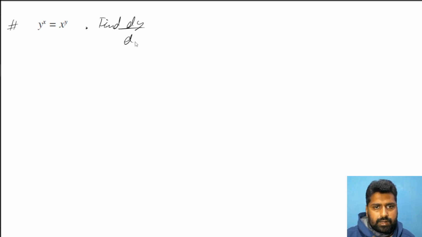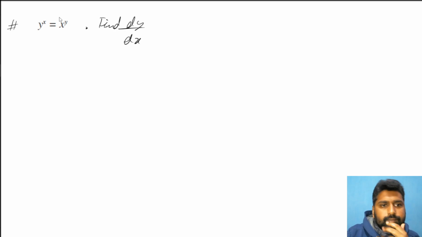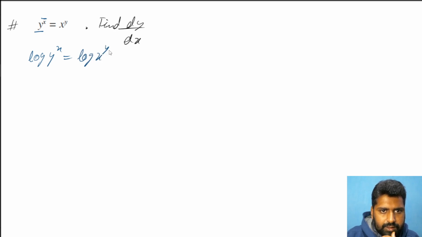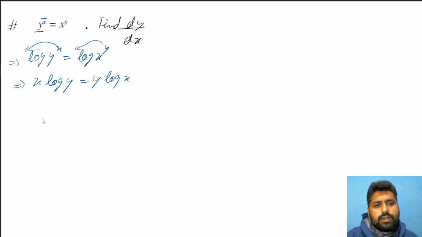by dx. Now if it was only an equation in x and y, we could have used the concept of implicit function also, but right now this is an equation with variables in the power also. So what do we do? The moment we see variable raised to power variable, we have to think log. So take log both sides. So log y raised to power x is equal to log x raised to power y. Use the power form, get the power down. So x log y is equal to y log x.